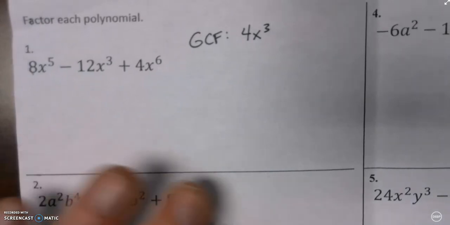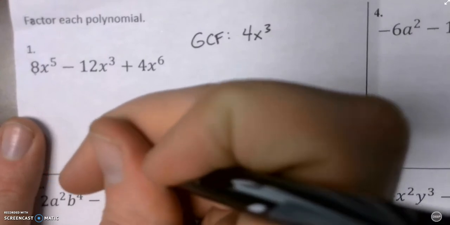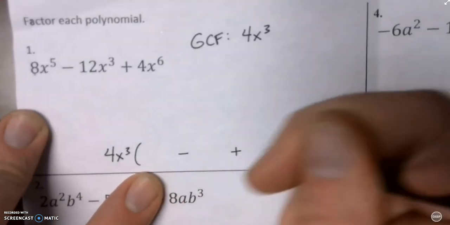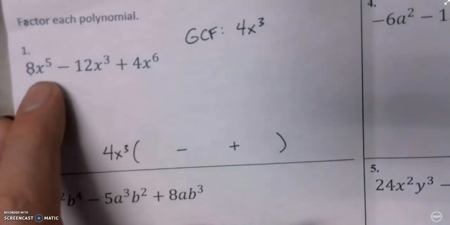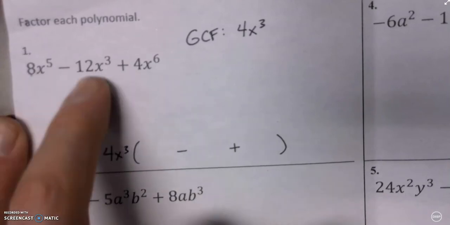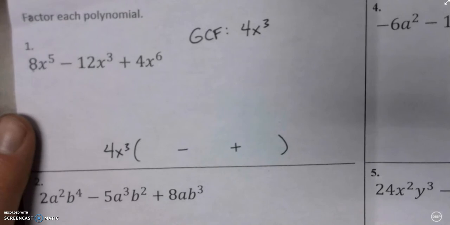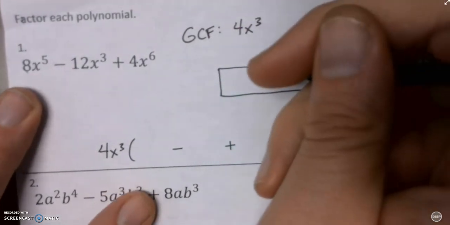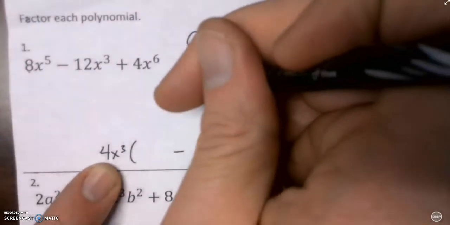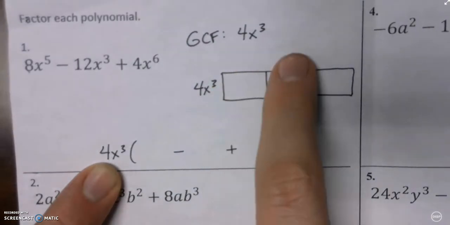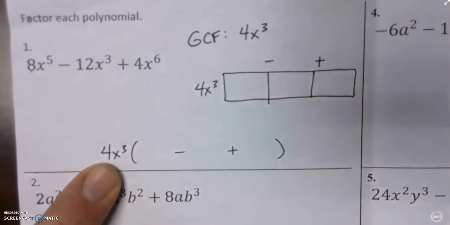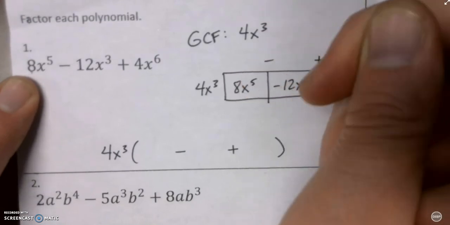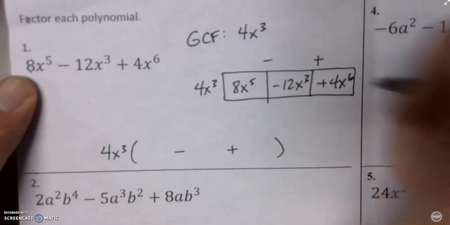Now from here, there are a couple of different ways to think about the problem. What I know my answer is going to look like is this: 4x cubed times something minus something plus something. I know that what goes here is going to be the leftover part of each term, the part that I didn't use when I found the greatest common factor. I strongly recommend you think about making this into a backwards multiplication problem. So I have to multiply 4x cubed by something minus something plus something, to get 8x to the 5th minus 12x cubed plus 4x to the 6th is my answer.